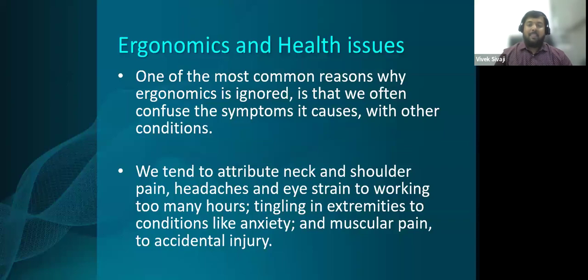Now, one of the most common reasons why ergonomics is ignored is that we often confuse the symptoms it causes with other conditions, right? For example, we tend to attribute neck and shoulder pain, headaches, and even eye strain to working too many hours. Tingling in the extremities to conditions like anxiety rather than the posture. Muscular pain to maybe an injury. Okay, maybe I hit my hand somewhere, that's why I'm having a muscle pain.